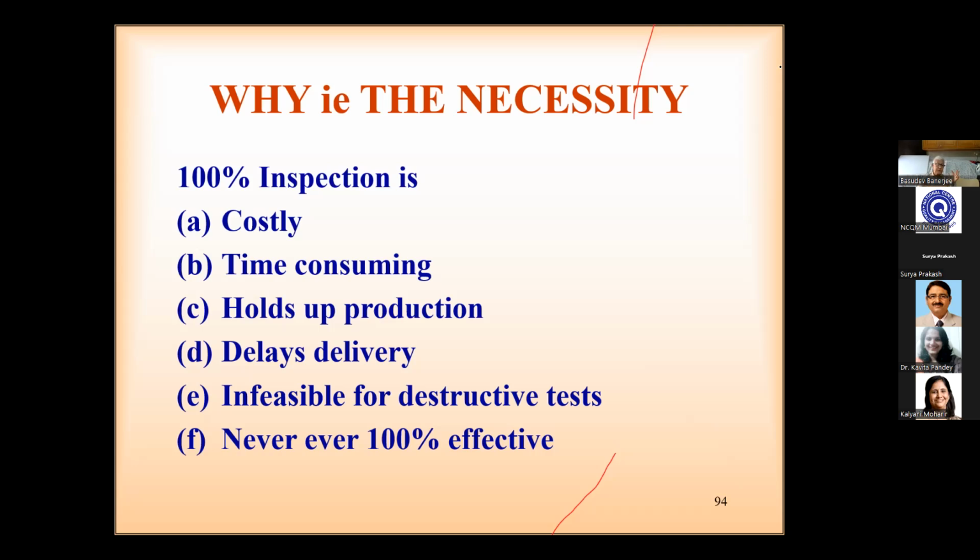And many of them, it is infeasible. Like I told you, to give you examples: bursting strength of paper, tensile strength of castings, opening torque of closure, okay? Life of a bulb is infeasible for destructive tests, you see? It's very costly, 100% inspection cannot be done, for mass production particularly. Time consuming, holds up production, delays delivery, infeasible for destructive tests, never ever 100% effective, okay? So this is the necessity of going for sampling plans.